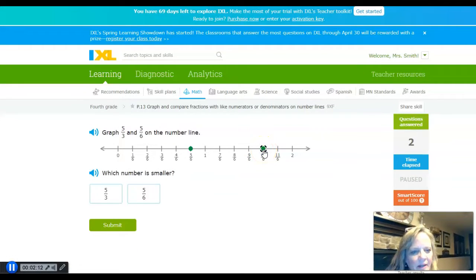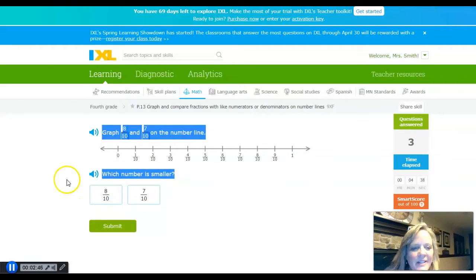I plot that there, and then it asks which number is smaller. So I can see that I have 5/6 is close to 1 and 10/6 is close to 2. So 10/6 is greater than 5/6, so my answer would be 5/6, and I'm going to click it here because that's the smaller of the two numbers, and I'm going to submit my answer.